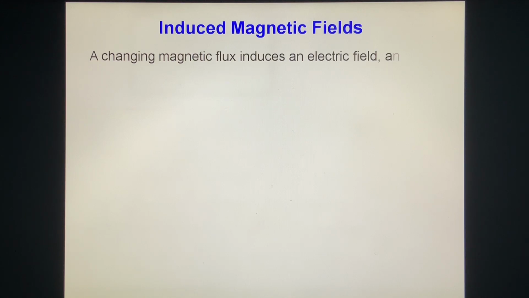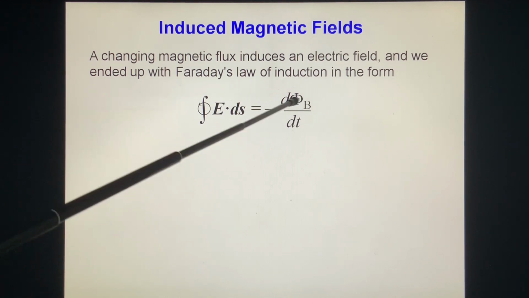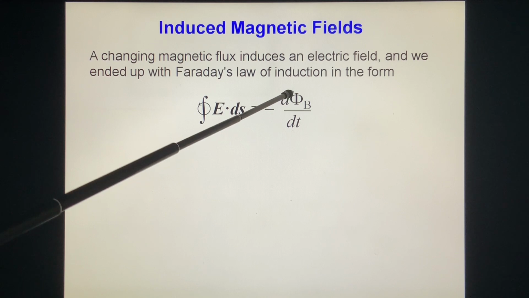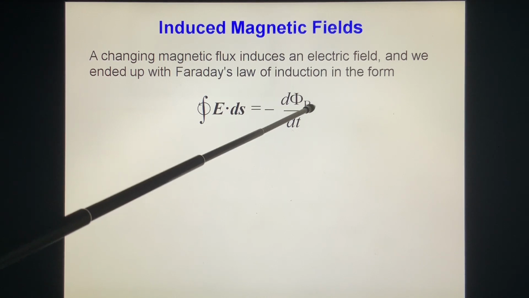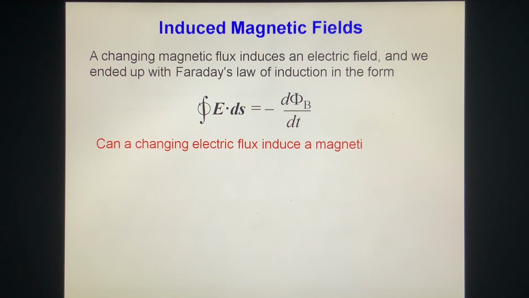Induced magnetic field. A change in magnetic flux induces an electric field, and we end up with Faraday's law of induction in the form: change in magnetic flux, you produce an electric field. That's Faraday's law. Can a changing electric flux induce a magnetic field? The answer is that it can.